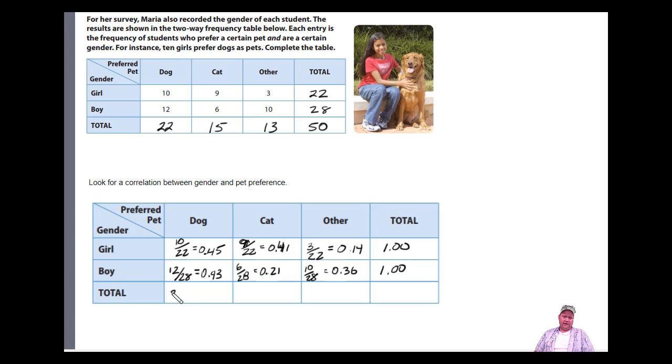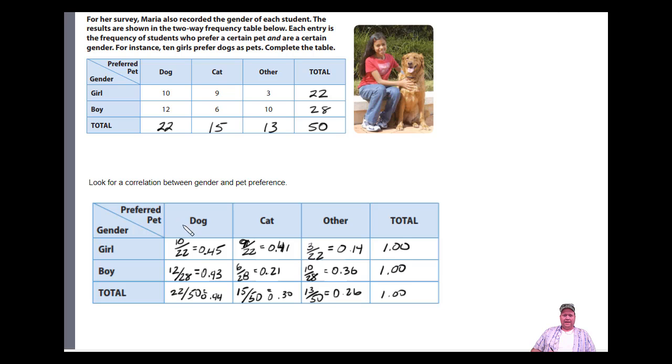And our total would be 22 out of 50, which preferred a dog, and 15 out of 50, which preferred the cat, and then 13 preferred other, 13 out of 50. And those decimals aren't going to change from what we had before on the other column: 0.44, and I better put a 0 there, 0.30, and 0.26. And again, if I add up all those decimals, that also adds up to 100% of all the people that participated in the survey.